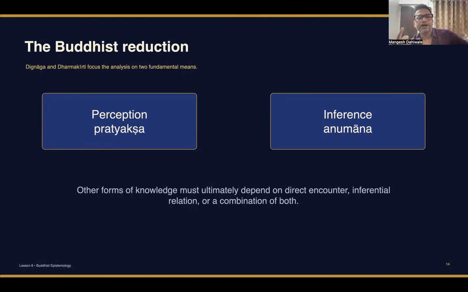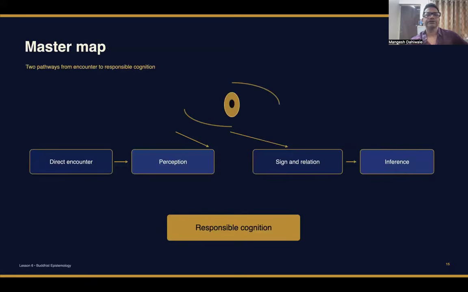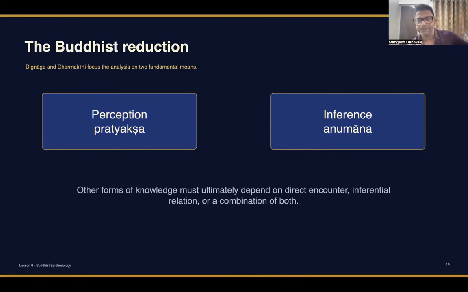So other forms of knowledge must ultimately depend on direct encounter, inferential relation, or a combination of both. So, we have the perception, we have inference, and we have the combination of both. So these are the two modes of valid cognition that the Buddhists recognize. These things will become very clear to you as we move on, when we see the lesson in its entirety.